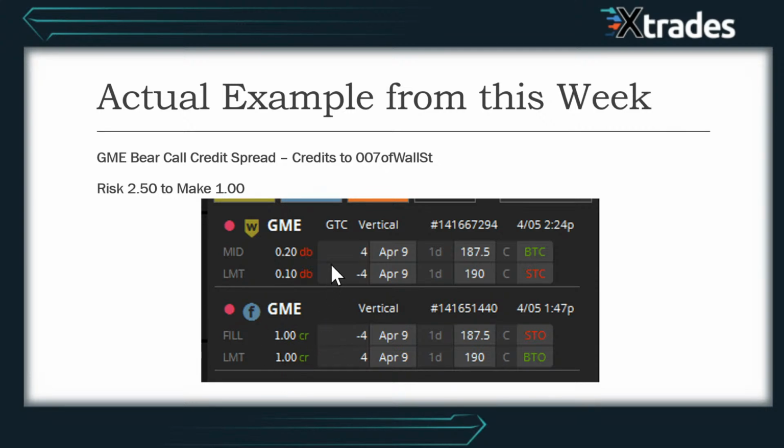received $400 total. And then if GME expired, or this spread expired worthless, or GME closed below 187.5 on April 9th, which it did do, then that means he collected the max profit. So he made $400 on this play. And the most he could have lost on this play, so you have 4 times 250 or 1,000, right? And then minus 400 is 600. So the most that he could have lost on this play was to go negative by 600, but he made $400 on this play.